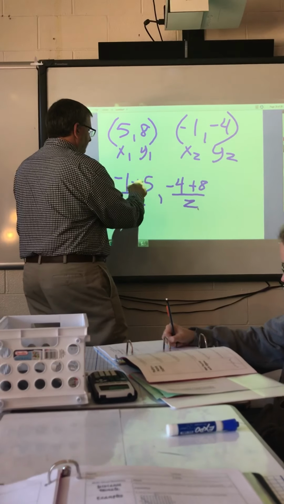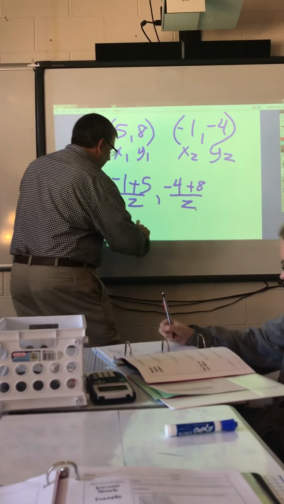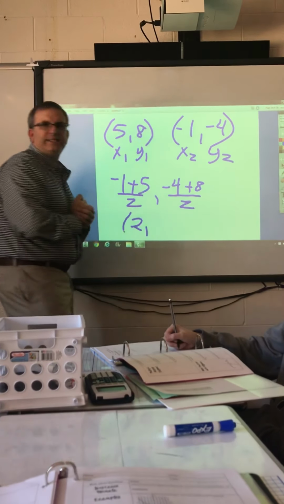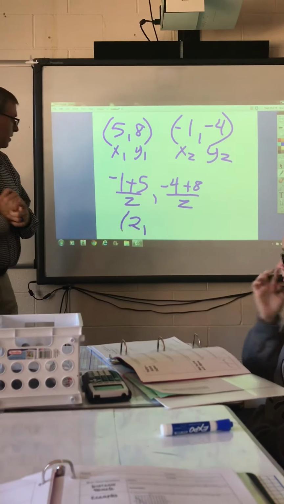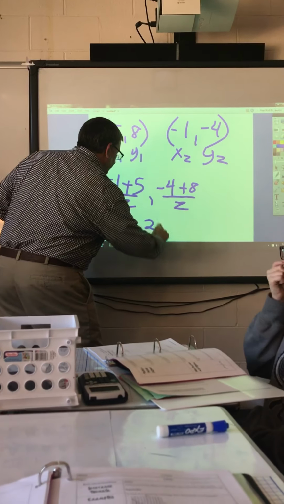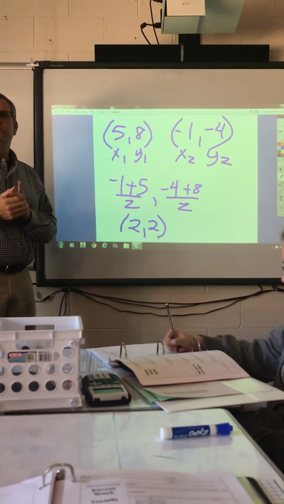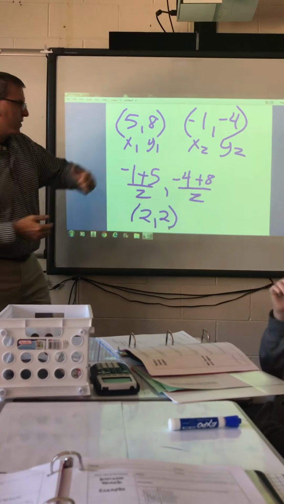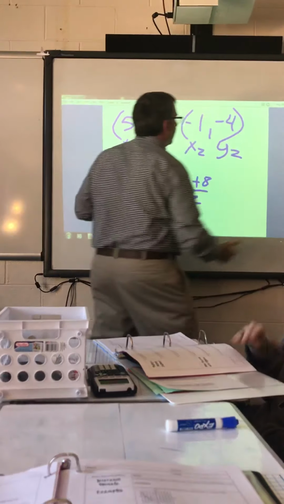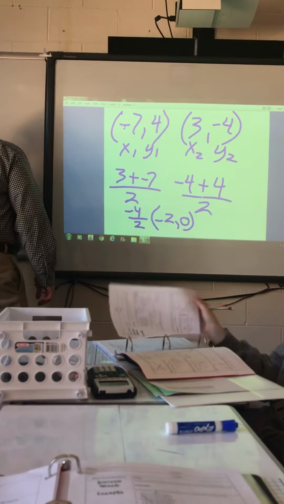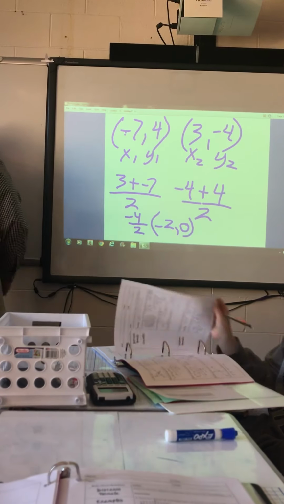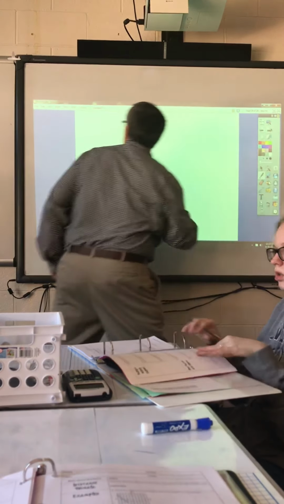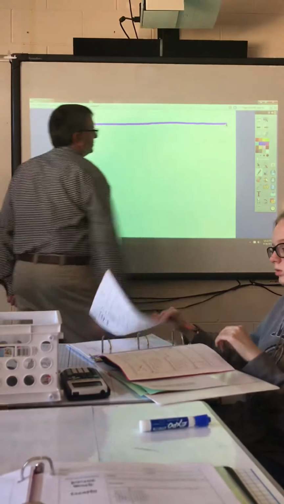This is going to be 5 minus 1, which is 4. 4 divided by 2 is 2. Negative 4 plus 8 is 4. 4 divided by 2, 2. Any questions on midpoint? All right, let's go back to your classwork and take a look at number 6 and number 7. This is where we have problems, and it always helps just to draw out a line.